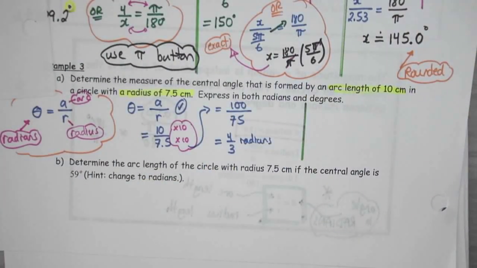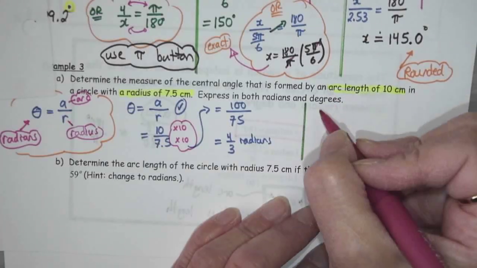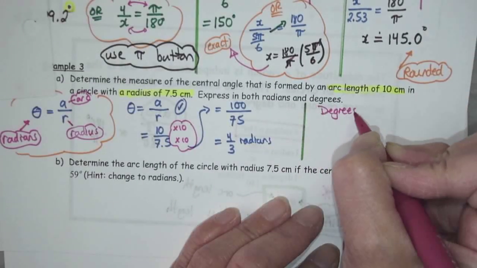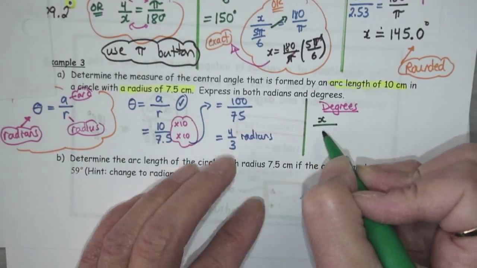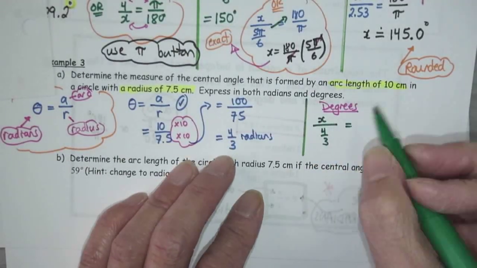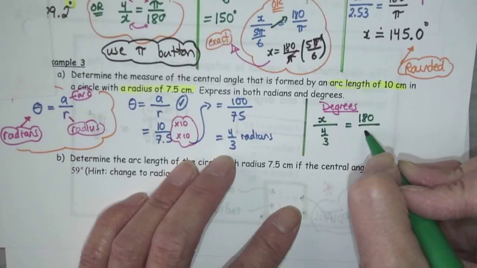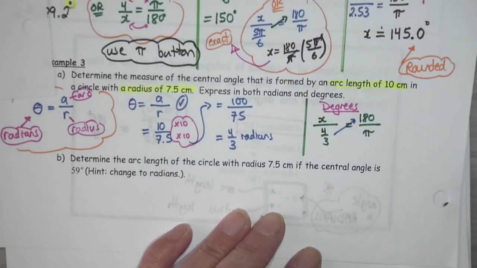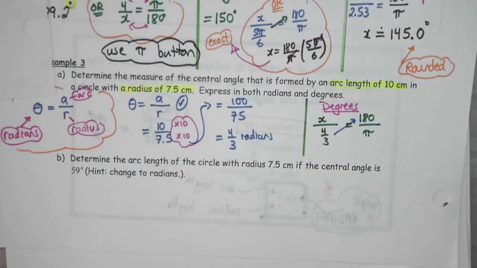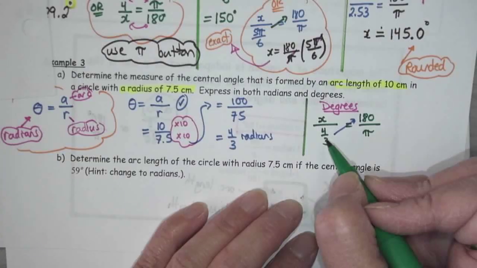So convert to degrees. Okay, so I want to convert to degrees, and we know how to convert it. We just did that in the questions before. So we're going to do x to 4 over 3, which is going to be degrees to pi. And we just did this, so bring this up. Now, this one I'm going to have to round because we're not leaving pi in my answer for degrees. Do not leave a pi in my answer for degrees. It's just weird. And then we're going to bring that up.